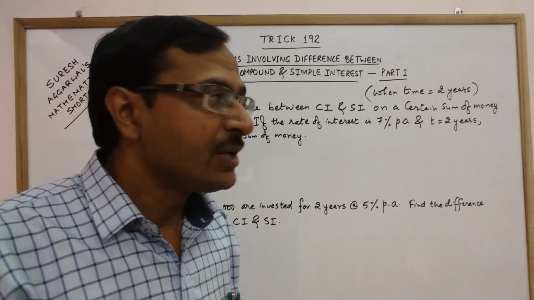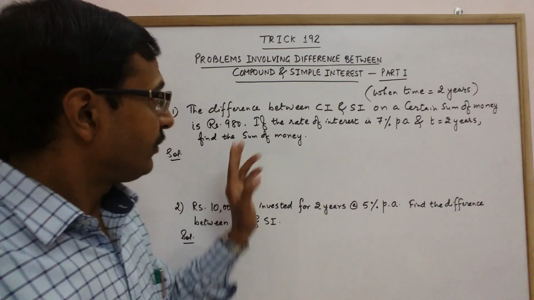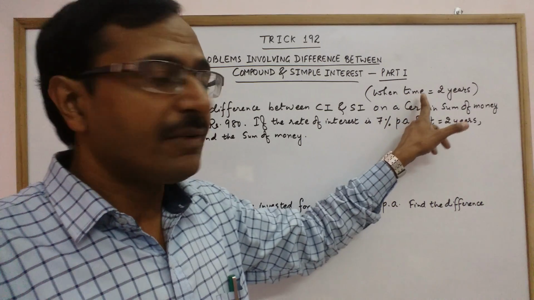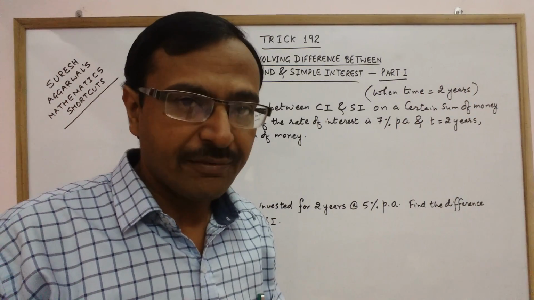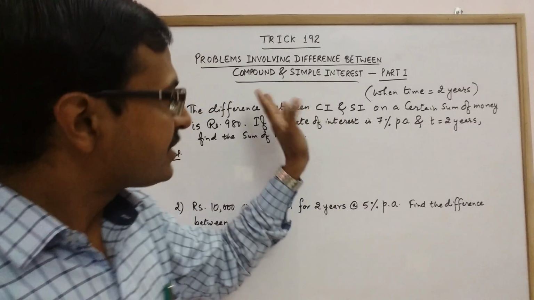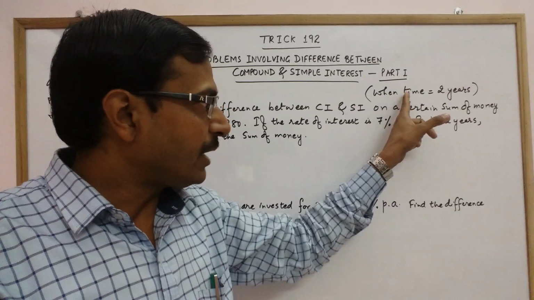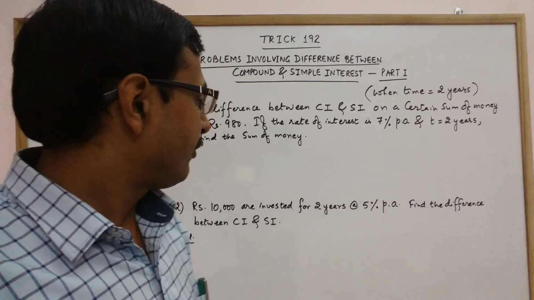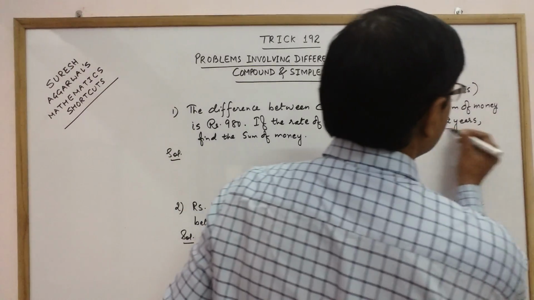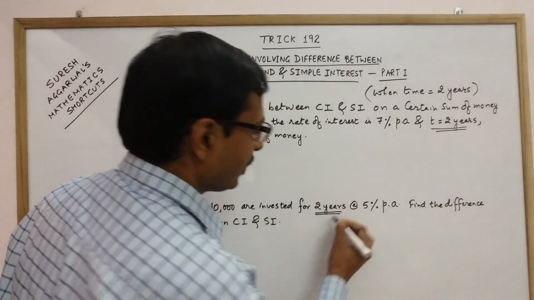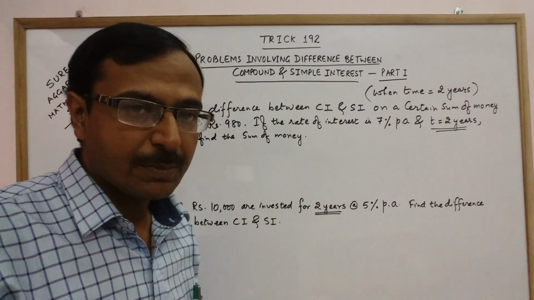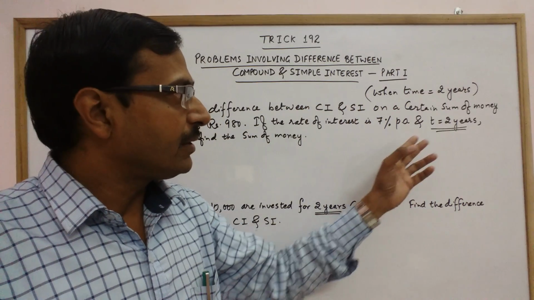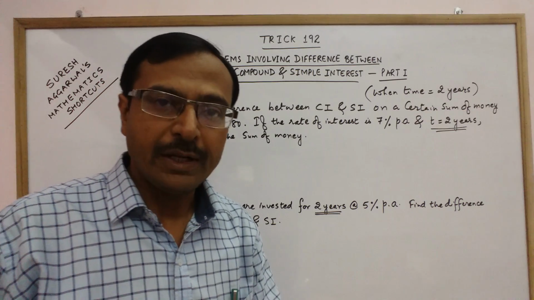calculations and formulas. So in the first part of this video I am taking problems in which the time given is only 2 years or 2.5 years. In subsequent videos I will take the time as 3 years also. So in this video we will be taking problems only where the time given is 2 years only. So remember, the shortcut which I am going to tell you is applicable only for problems involving difference of compound interest and simple interest and for a time period of 2 years only.